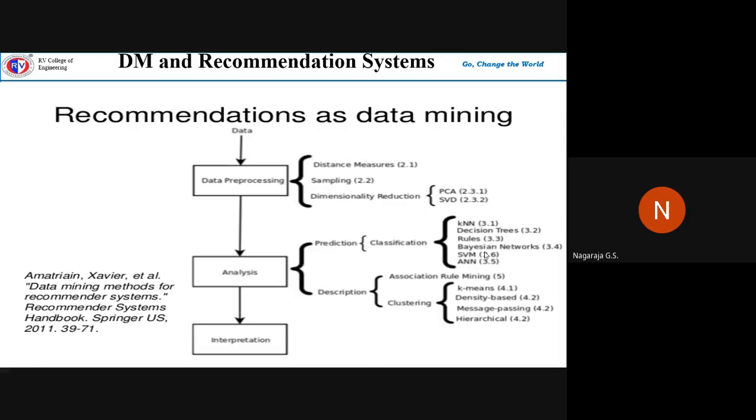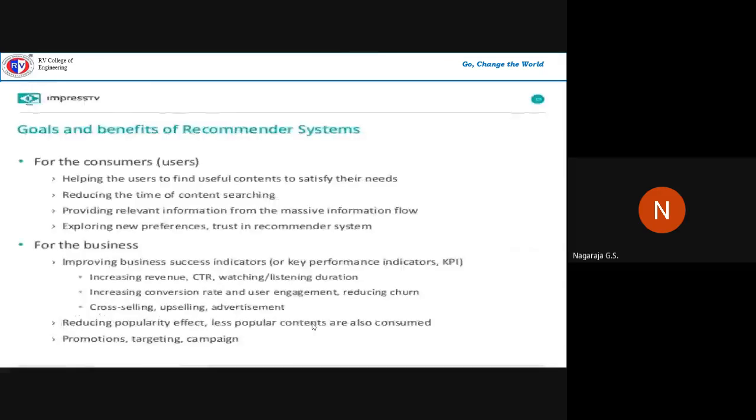Once you complete your data processing, you go ahead with the analysis, wherein, as I just shared, there is prediction and description, which is also interconnected with classification, and association rules, and clustering techniques. Based on that, you interpret your results. Interpretation is nothing but recommending. So another word we use for recommendation is interpretation. This is the flow of recommendation in data mining.